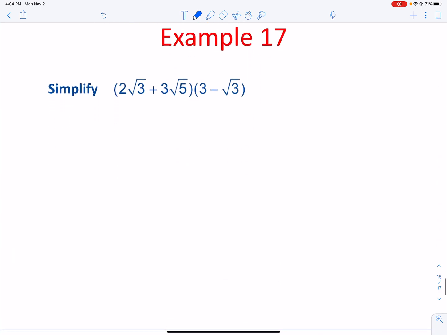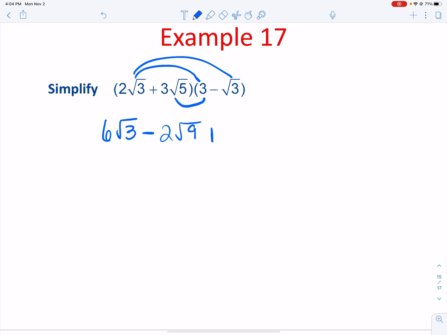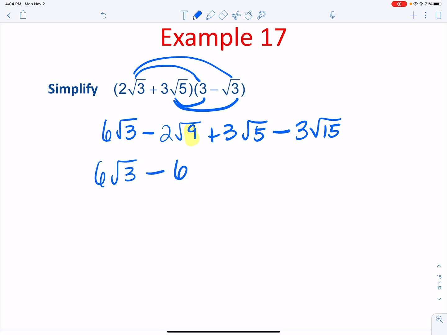Okay, so we've done foiling. So now I'm foiling. Outside to outside is 6 root 3. And then this would be minus 2 root 9. This would be plus 3 root 5. And this would be minus 3 root 15. So if I look at this, I can't rewrite 3. Root 9 is 3. So I would have 6 root 3 minus 6, because 3 times 2 is 6.